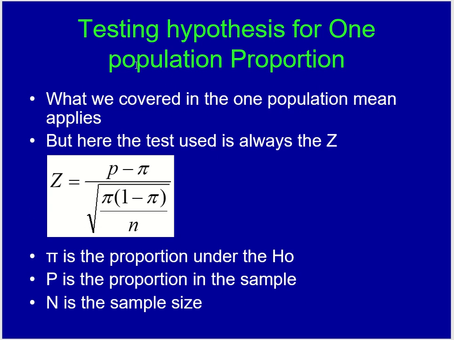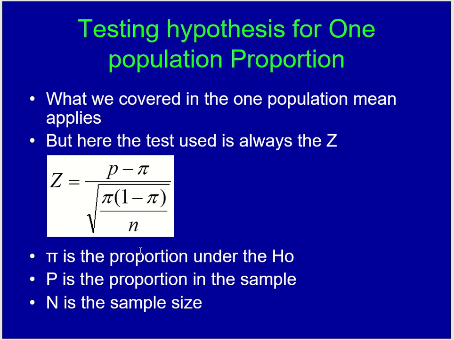Everything we covered with the population mean applies, but here your z is going to be p minus pi over the square root of pi into 1 minus pi divided by n. And you remember that pi is the proportion in the population, and it's going to be provided to you by the null hypothesis. P is the proportion in the sample, and N is sample size.